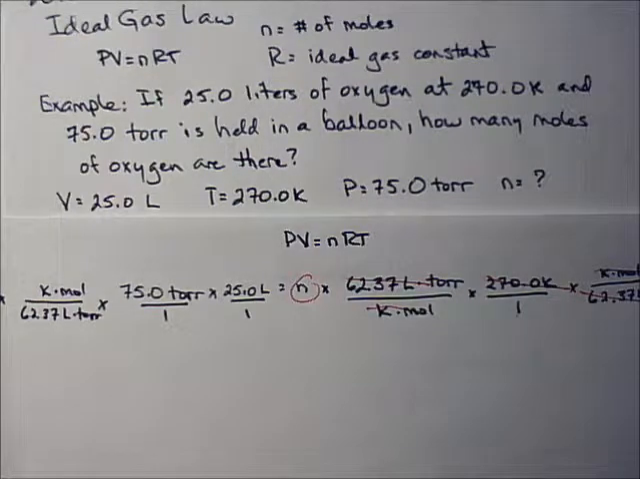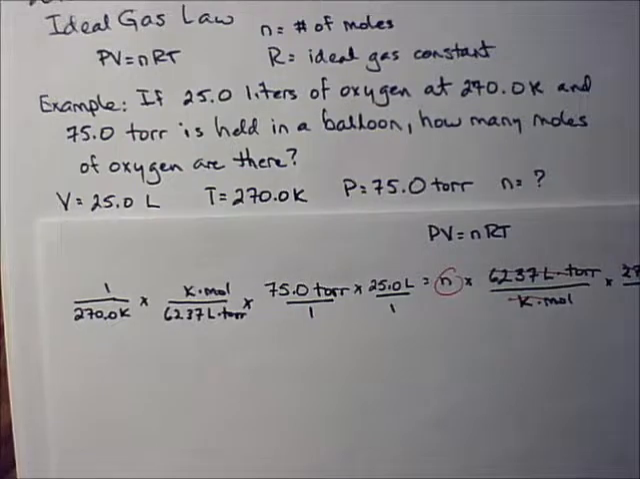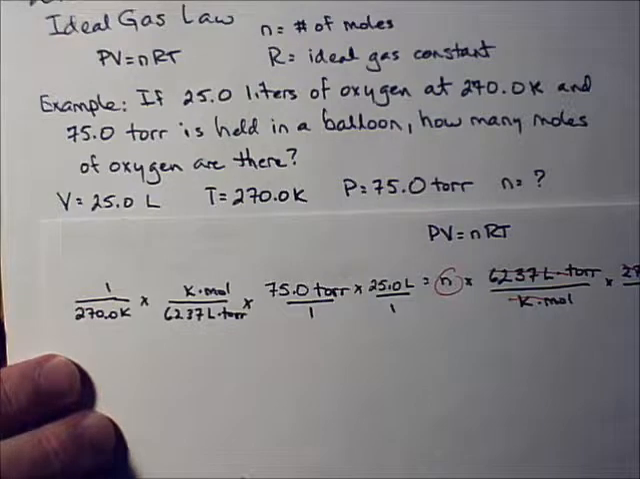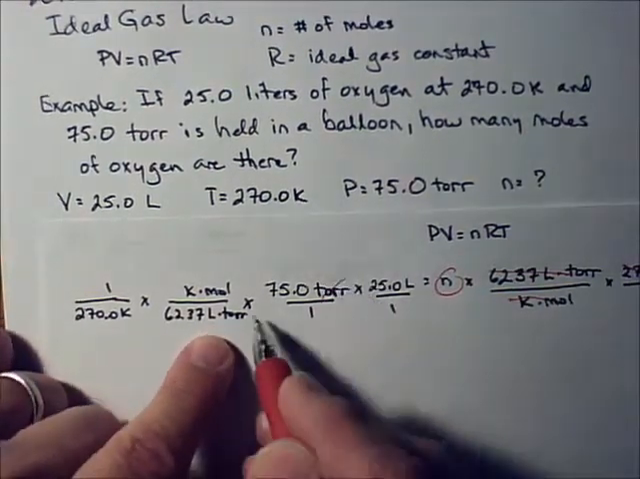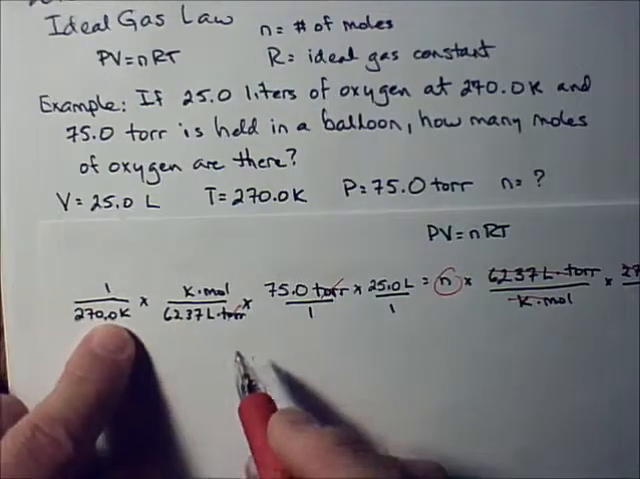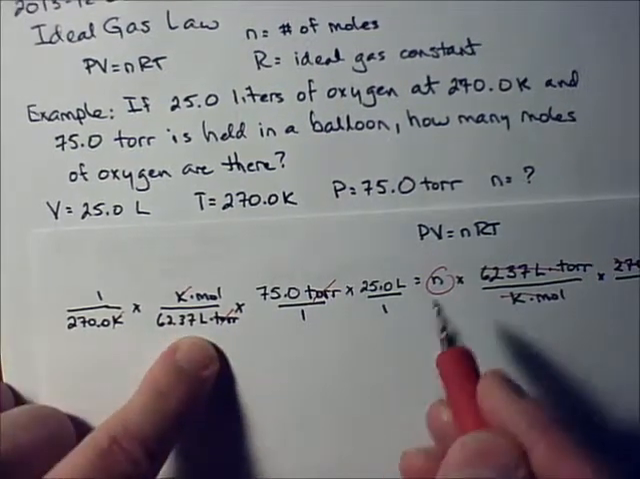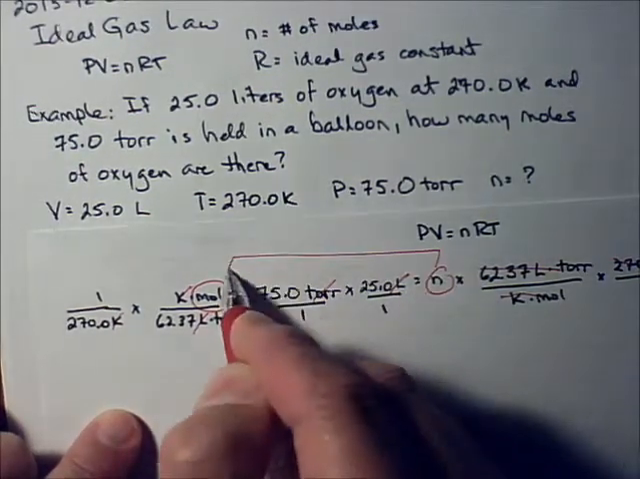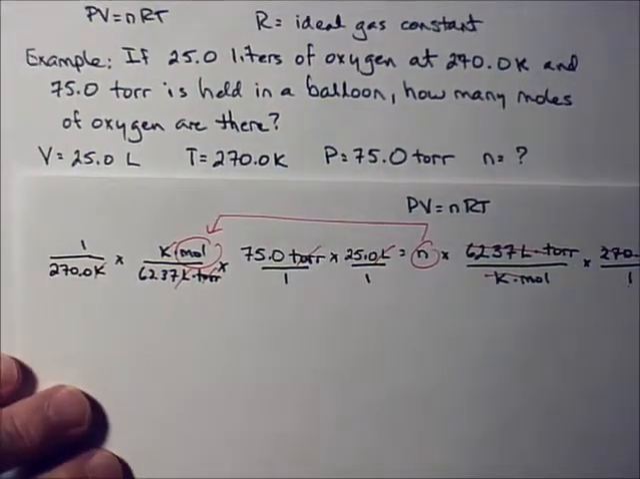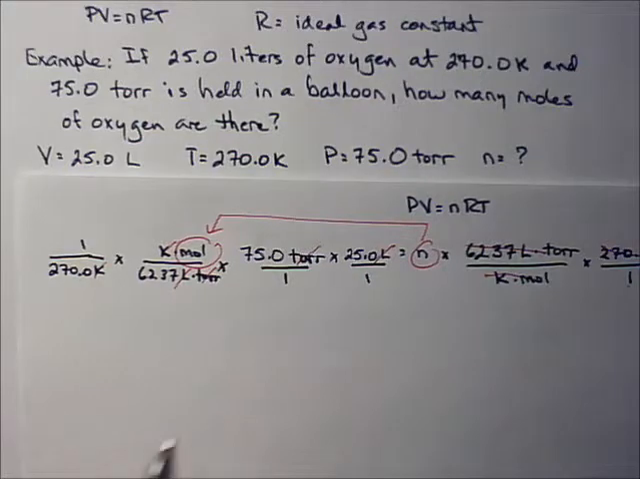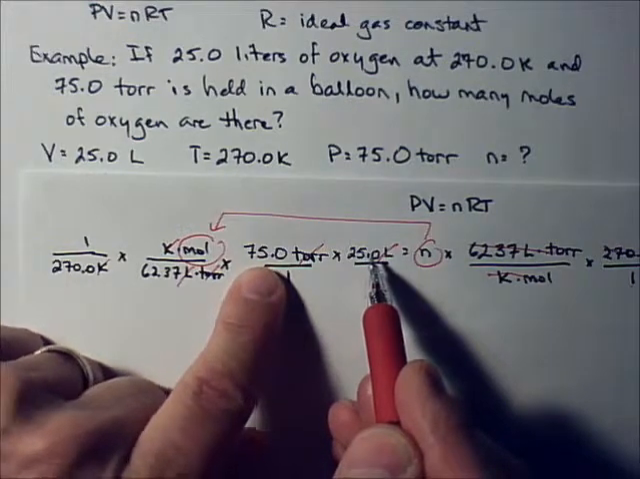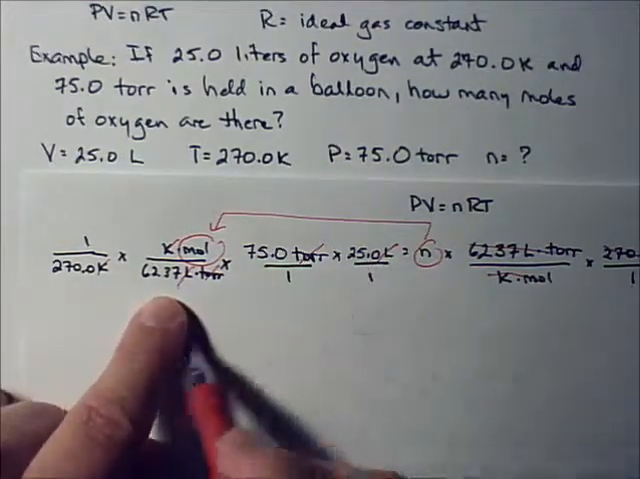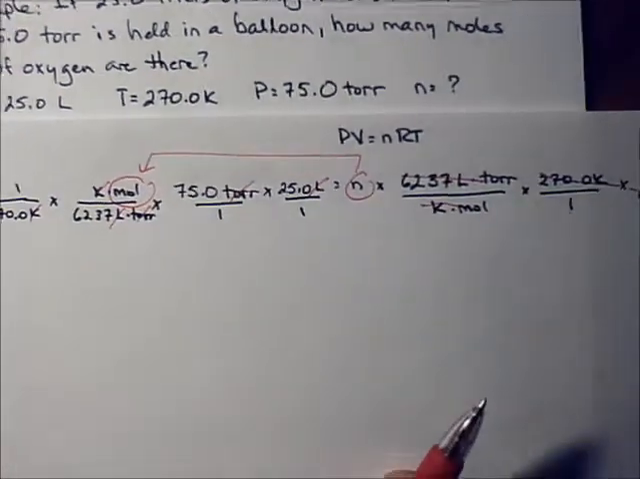We've isolated the unknown. Let's look at the other side of the equation. Can we simplify anything on this side? Sure. Torr can go away. Kelvin can go away. Liters can go away. And all we have left are moles, and that's what n is, moles, right? So now we have to do the math. And this math is the same math you've been using for a month. Multiply this times this, it equals. Divide by this, it equals. Divide by this, it equals. Okay? Same process.